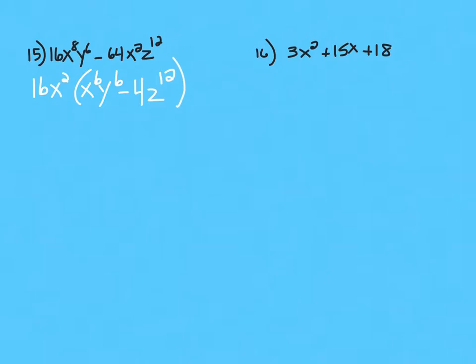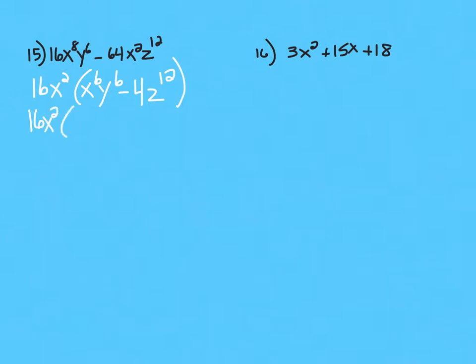So we want to say, is this a difference? Yes, it is, of perfect squares. As long as your exponents are even, then they're perfect squares. The square root of x to the 6th is x cubed, because x cubed times x cubed gives you x to the 6th. Just like the square root of y to the 6th would be y cubed. Anyway, let me first bring down the 16x squared.